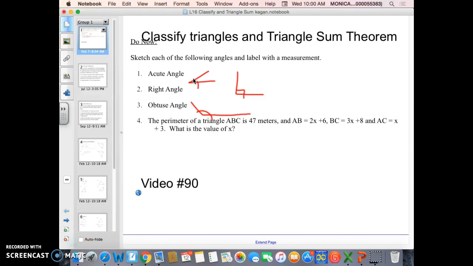Next it says the perimeter of triangle ABC is 47 meters. Okay, so we know that P, perimeter, equals 47. And AB is 2x plus 6, BC is 3x plus 8, and AC is x plus 3. What's the value of x? Well, perimeter is actually part plus part plus part. In this case, it's going to equal our whole of 47. So I'm just going to fill in all my parts, which is 2x plus 6 plus 3x plus 8 plus x plus 3.